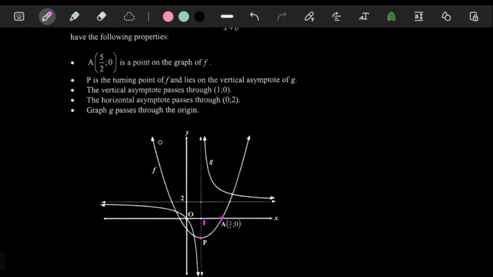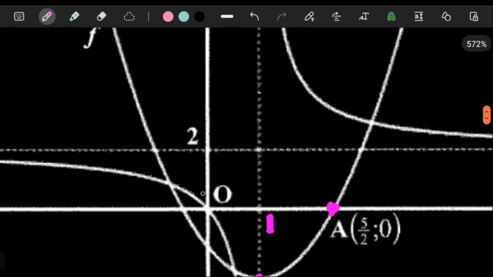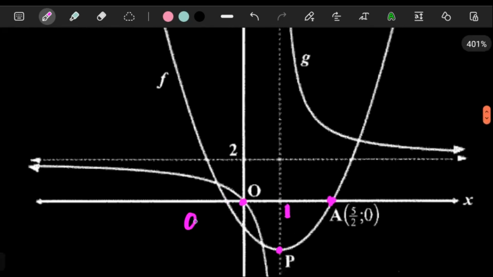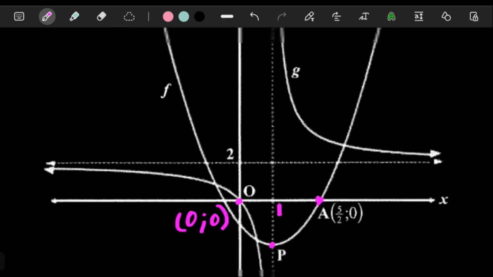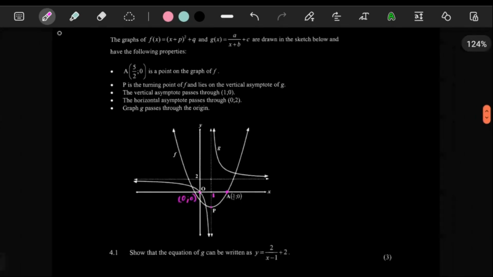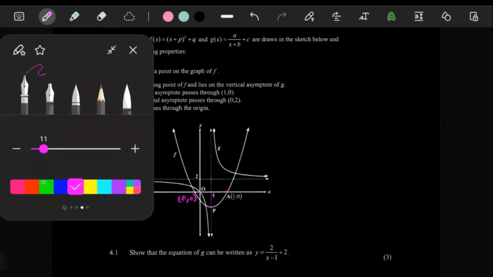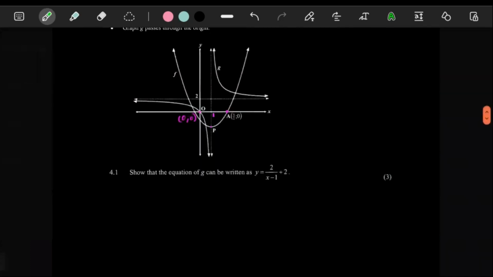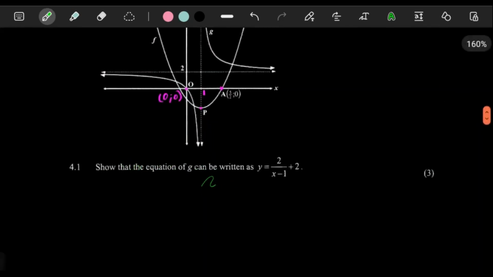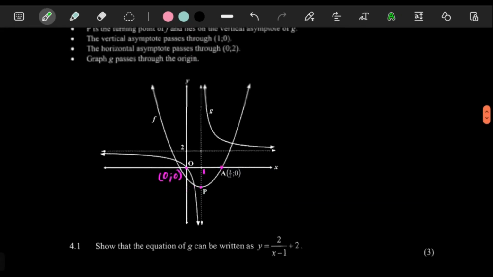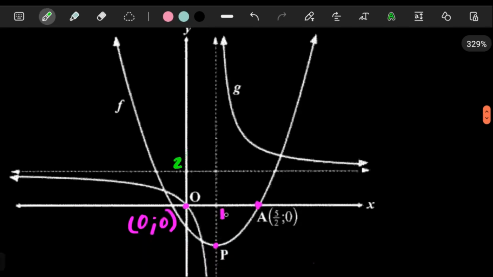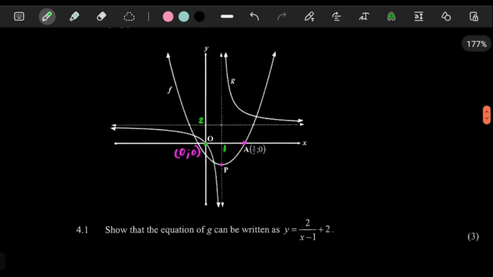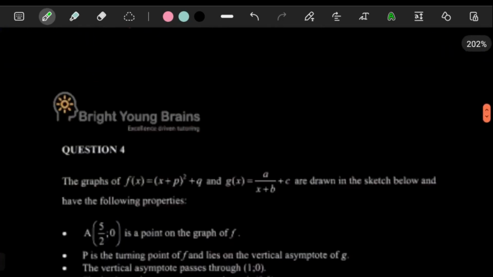Then it says the graph of G passes through the origin. So if it passes through the origin, the graph of G automatically has this as a coordinate. Now, that's all the information we really need for us to answer all they're going to ask, because whatever they can ask is because they've given us the information to work it out. They said show that the equation of G can be written like this. Well, that's not going to be too difficult because fortunately we have the one asymptote, we have the other one, and we have a coordinate that the graph passes through, so it's all good.